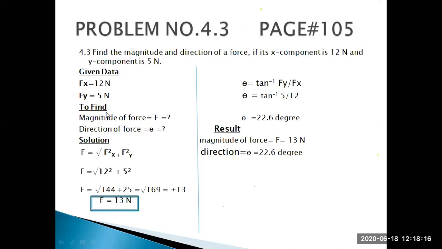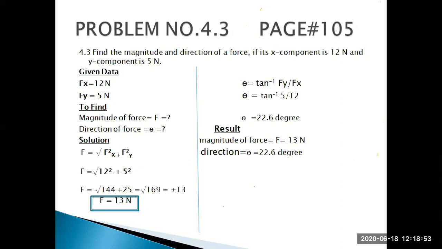In this numerical, we are required to find the magnitude of the force, which is denoted with the letter F, and this is a question mark. The direction of the force is also required, and the angle gives us the direction. So theta is the question mark. These two things are required in this numerical: the magnitude of the force, denoted with the letter F, and the direction of the force, denoted with the Greek letter theta.